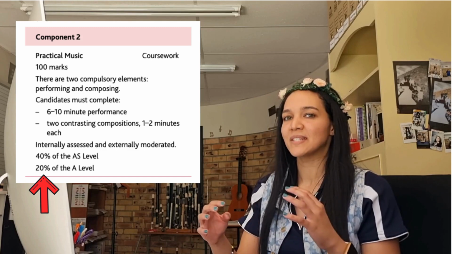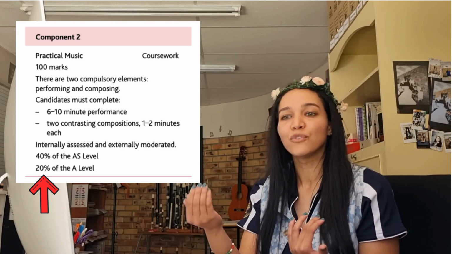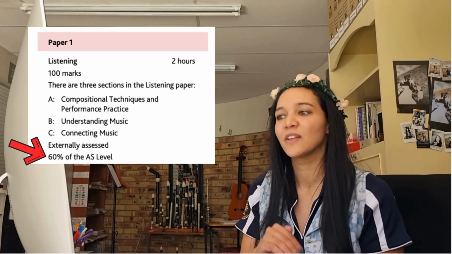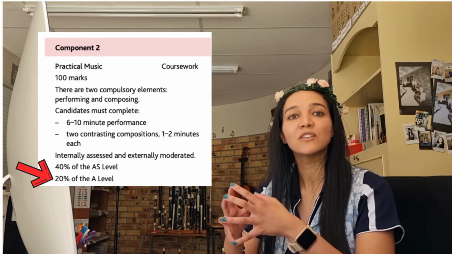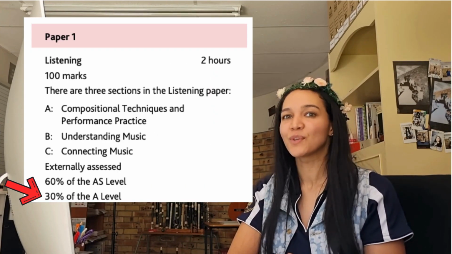If you would like to move on to your A levels later on, this practical component 2 will count 20% towards that mark. On AS its own, this mark will be 40% of your AS level. In terms of percentages, your paper 1 will count 60% of your AS level, and your component 2, the practical music, will count 40% of your AS level. If you are going on to A level a bit later on, component 2 will count 20% towards your A level mark, and the listening paper will count 30% towards the A level mark.